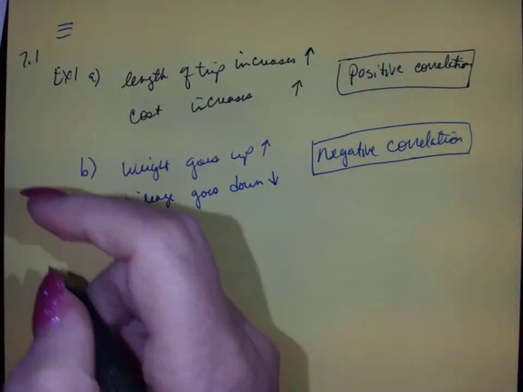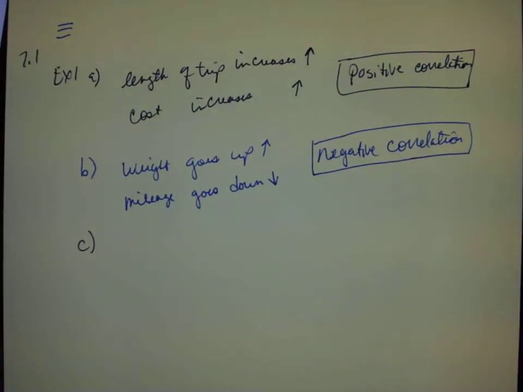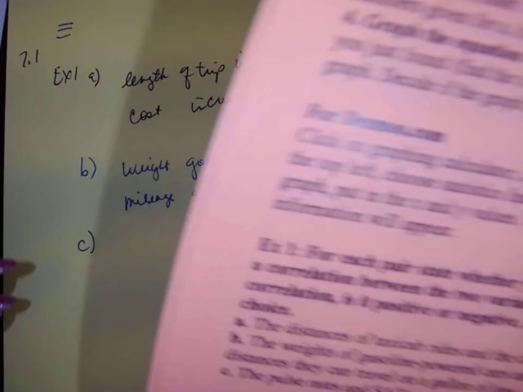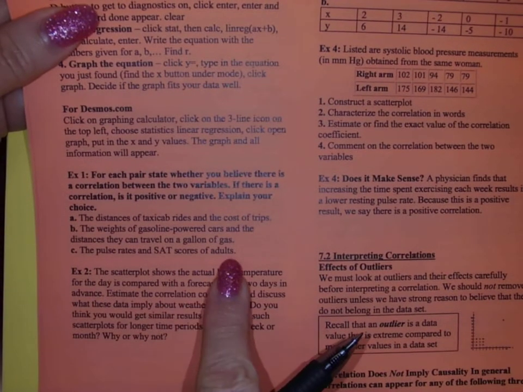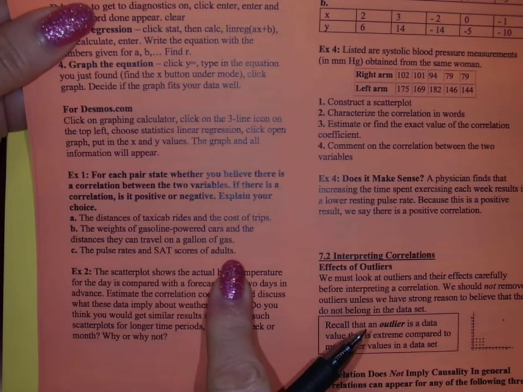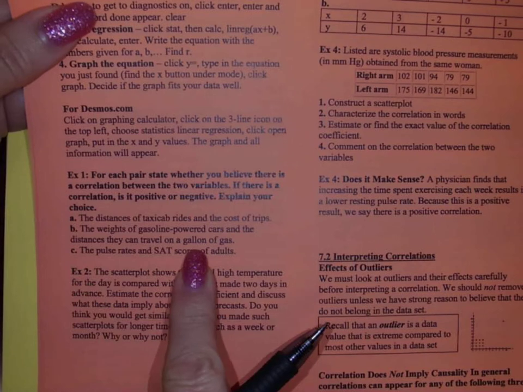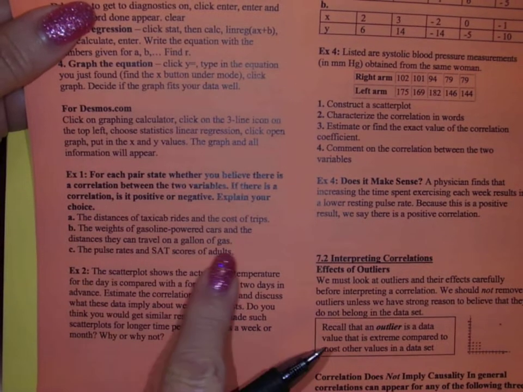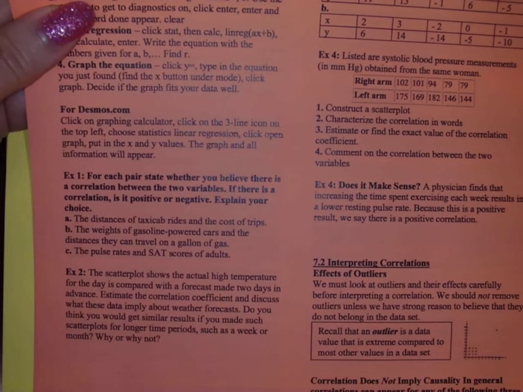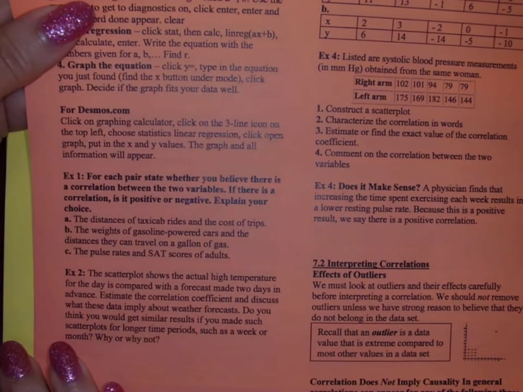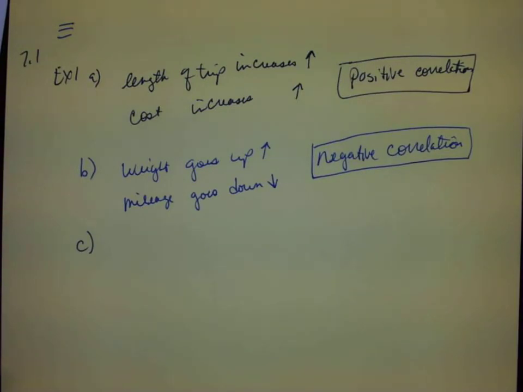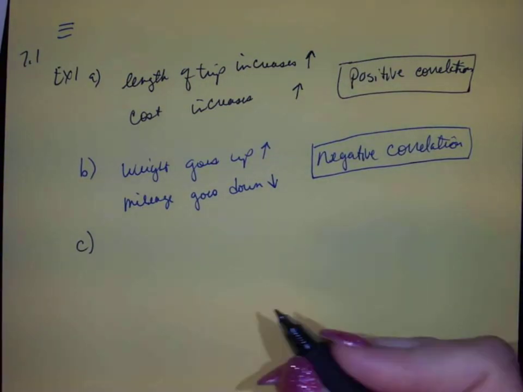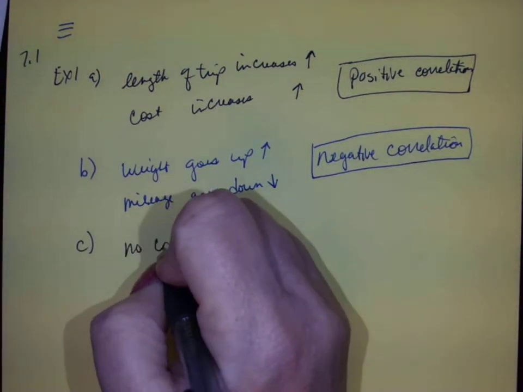All right, let's look at C. So C is the pulse rates and SAT scores of adults. So these are my scores versus my pulse rate. Does that have anything to do with each other? Does one go up because the other one did something? These actually have nothing to do with each other. There is no correlation here.